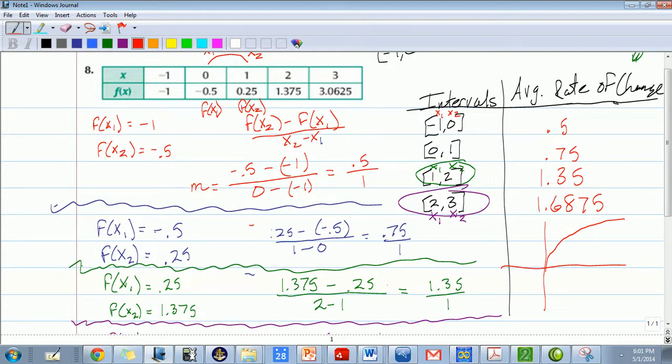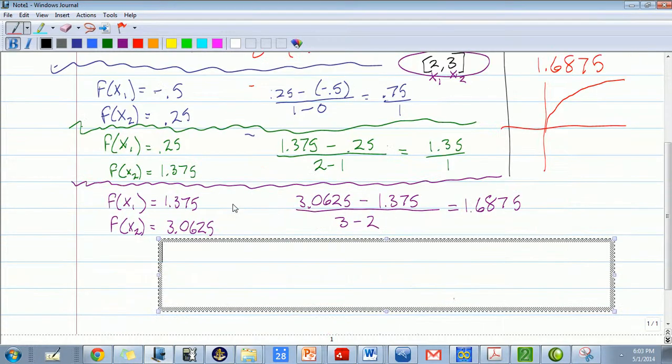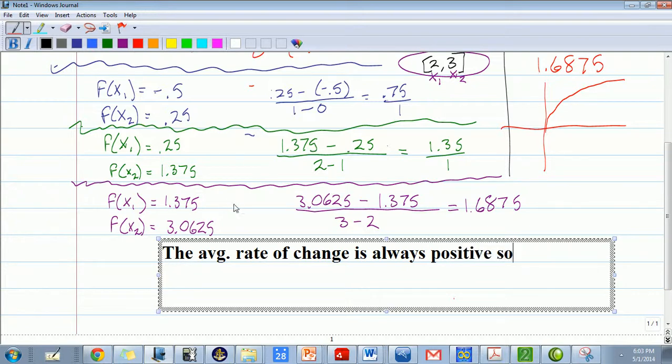And if we went and did more analysis, you'll actually find that the slope levels up a little bit. So I want to show you what I would write up about this function right here. Hold on. I would say the average rate of change is always positive, so the function is increasing.